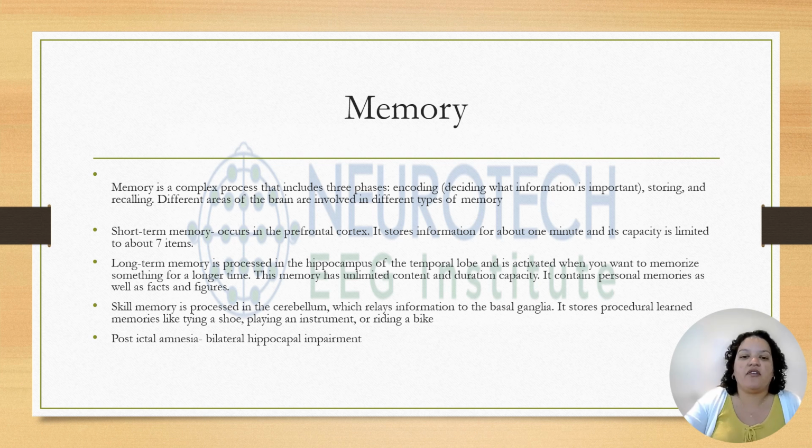And then memory, it's a complex process that includes encoding, storing, and recalling. So there are going to be different areas of the brain involved in different types of memory. So we have the short-term memory, and this one happens in the prefrontal cortex. And this is going to store information for about 1 minute.